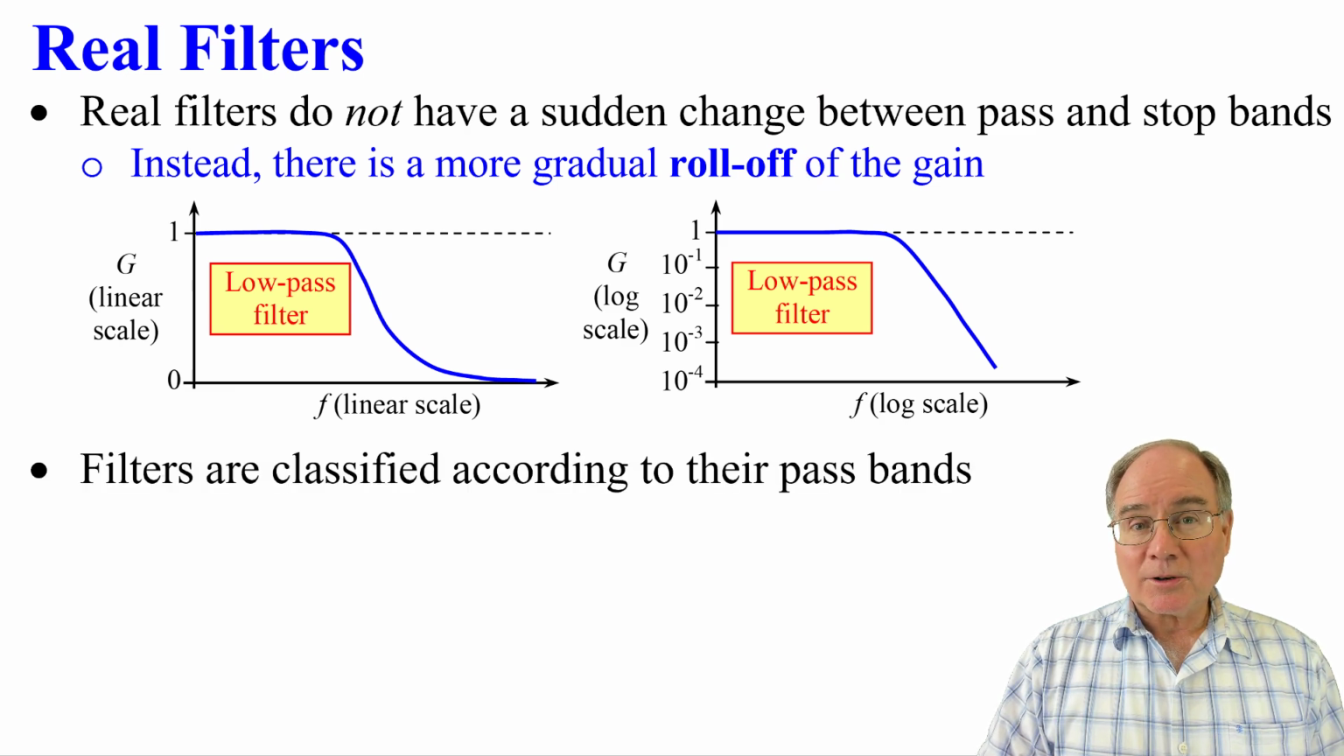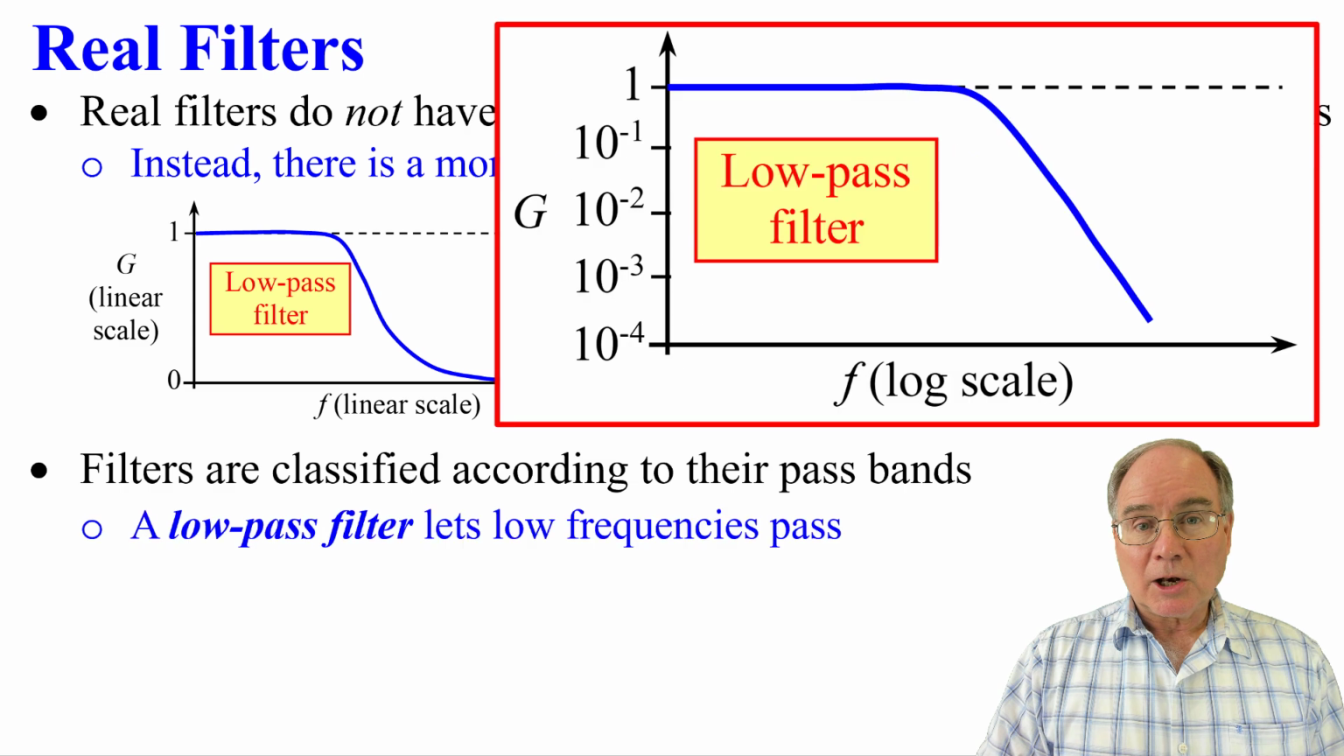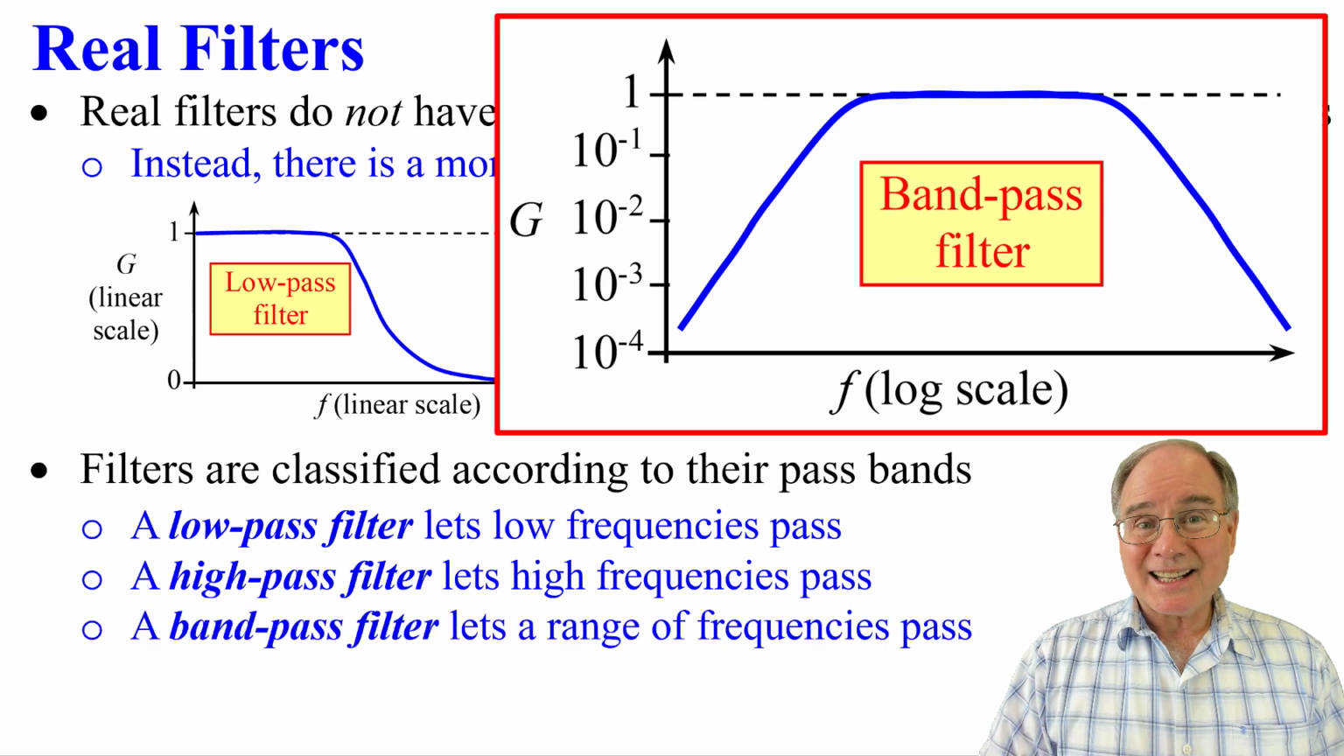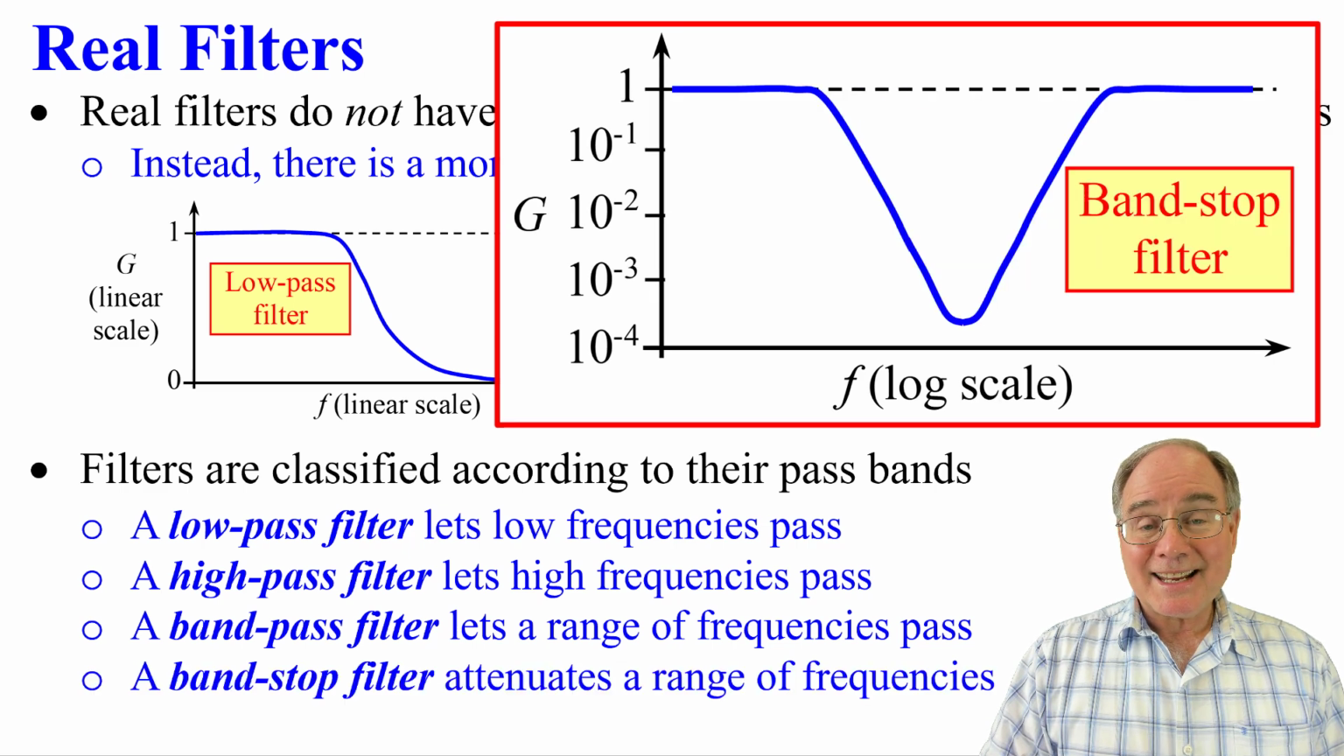Filters are classified according to their pass bands. A low-pass filter lets low frequencies pass. A high-pass filter lets high frequencies pass. A band-pass filter lets a range of frequencies pass. And a band-stop filter attenuates a range of frequencies.